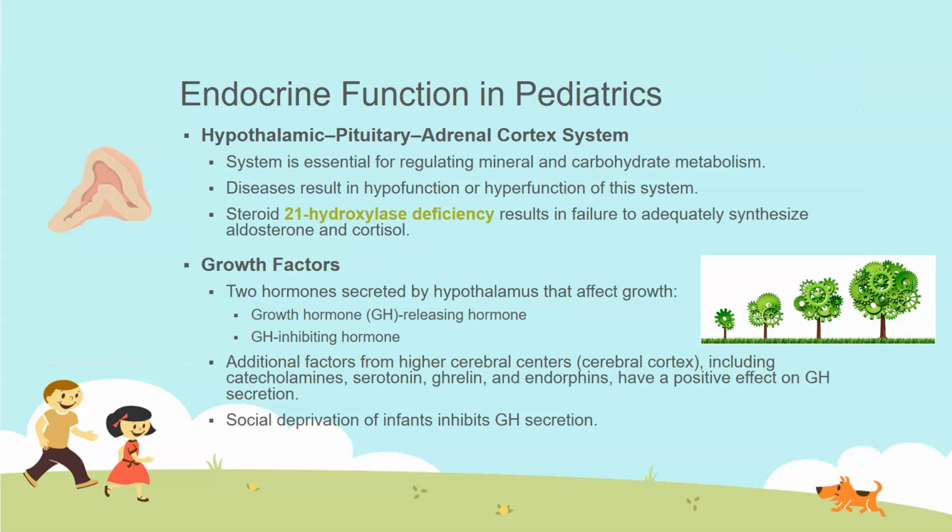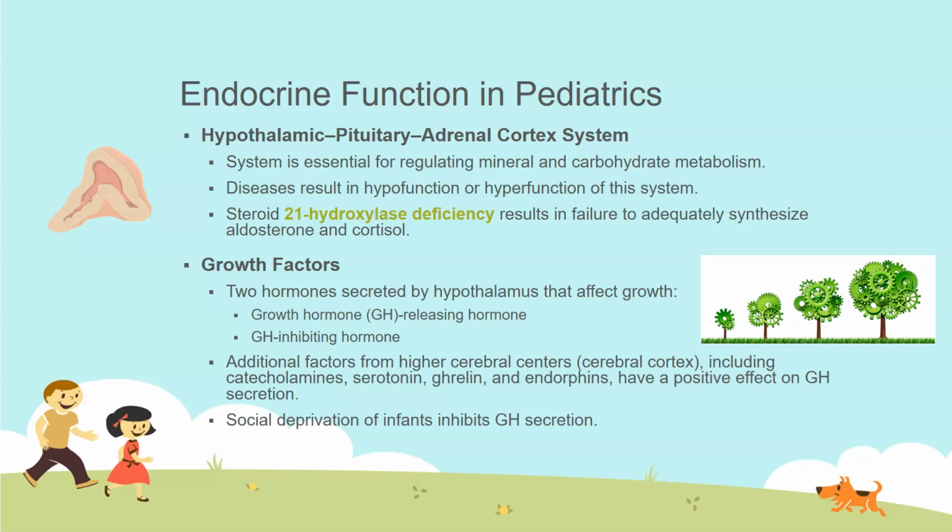So the hypothalamic pituitary adrenal cortex system is essential for regulating mineral and carbohydrate metabolism. It usually leads to the production of cortisol and all that which is necessary. Diseases will result either in hypofunction or hyperfunction of the system. There are quite a few hormones that can be affected, but steroid 21-hydroxylase deficiency can result in a failure to adequately synthesize aldosterone and cortisol. It's just one of the deficiencies that can happen.